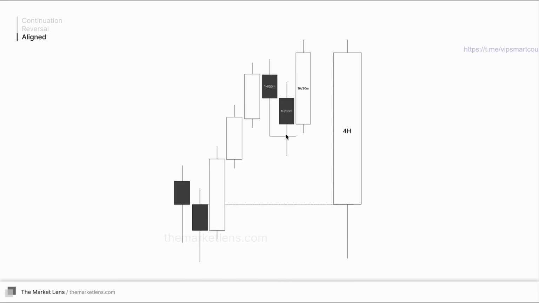Here we get a valid C2 closure within a key level. So now we're just waiting for candle 3 to open up to align itself with the 4-hour expansion candle. At this point, we are now aligning expansion candles in the same direction.